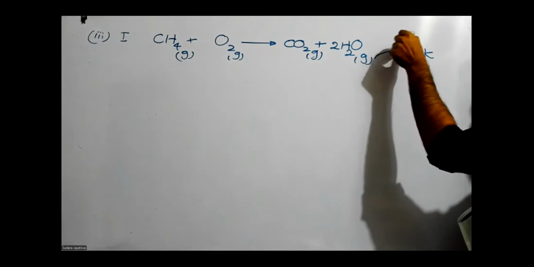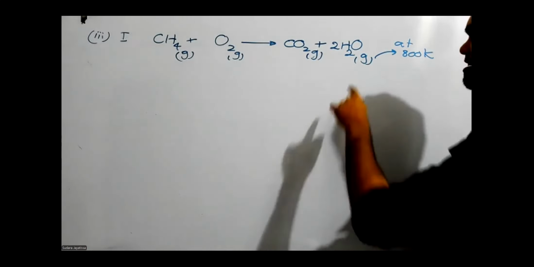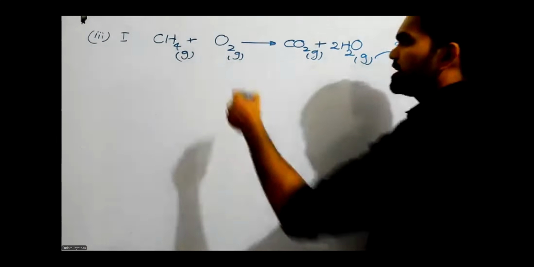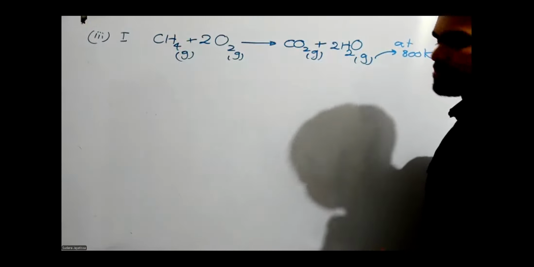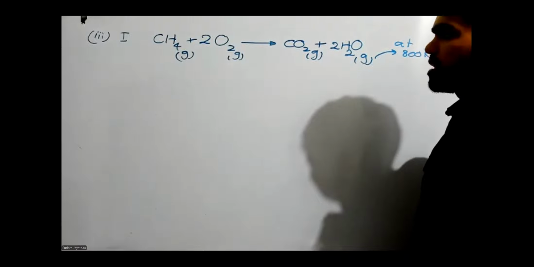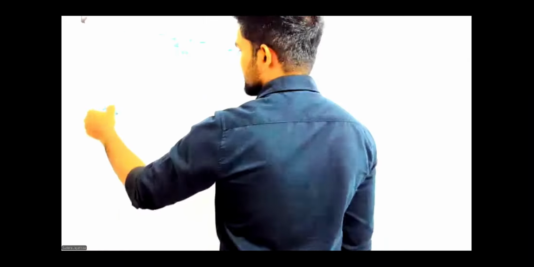800 Kelvin. Okay, so how many oxygen atoms are there on the right side? 2 and 2, so you need 4 oxygen atoms. That means you need 2 O2. Okay, 2 O2. Then write the next equation.